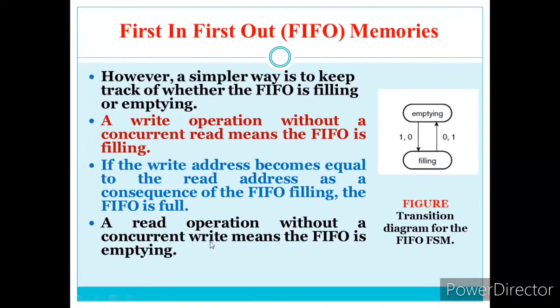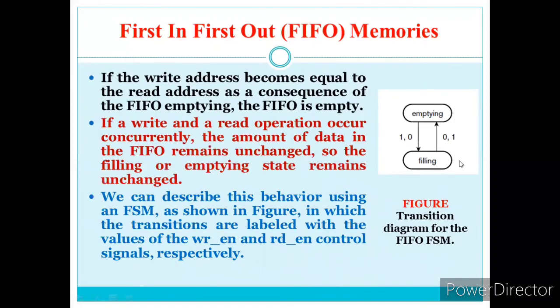A read operation without a concurrent write means the FIFO is emptying the data. So if the write address becomes equal to the read address, it means the FIFO has become empty after the read operation. If write and read operations occur concurrently, the amount of data in the FIFO remains unchanged. There is a gap between the write and read address that remains unchanged, so the filling or emptying state remains unchanged always.